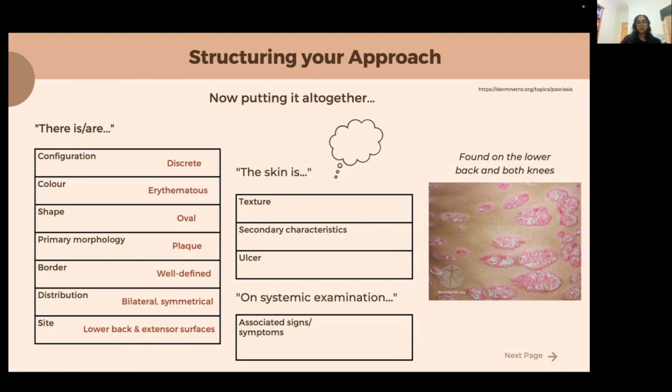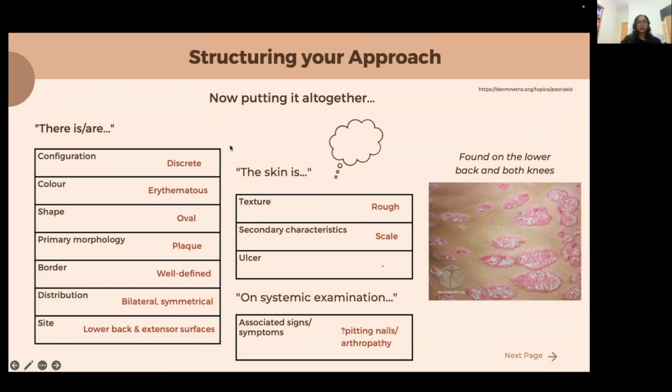So we've looked at the lesion, then we want to palpate the lesion. So what's the texture like? The texture is rough, and in terms of secondary characteristics, we can see the white scale on the top. Also, it's not relevant, leave that out. And then we want to do a systemic examination as well to look for any associated signs or symptoms. Because this patient is presenting with signs of chronic plaque psoriasis, examples of things they might have could be pitting nails or signs of arthropathy.